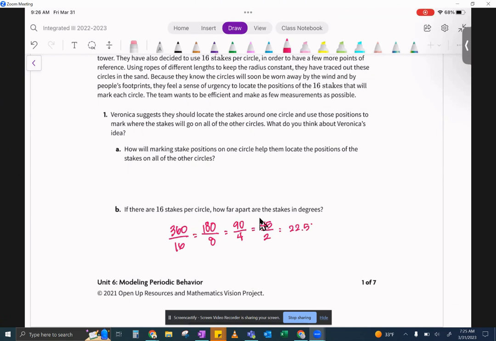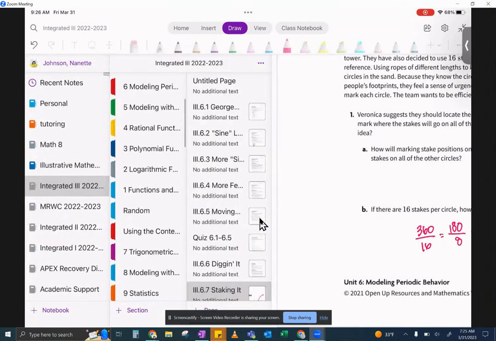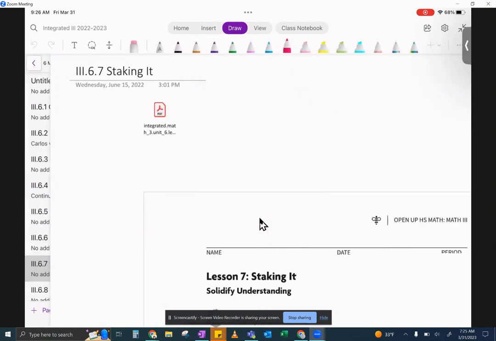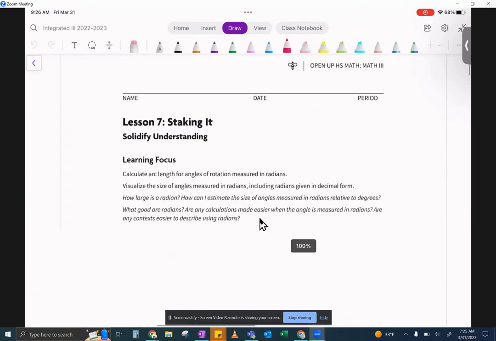Oh, I just realized I'm on the wrong page. Sorry, give me one second. I'm not taking notes on the right page. There you go. Okay, so let's go.